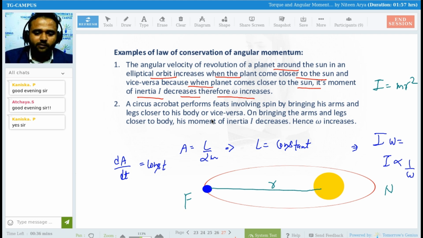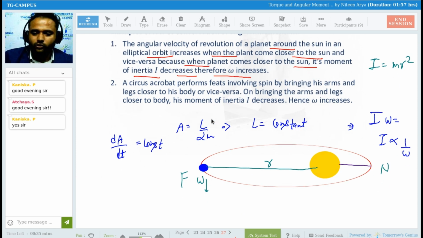Clear? Here the moment of inertia is going to be high. Why so? Because the distance from the sun, the focus, is high. So omega, or you can say angular velocity, here is going to be very less. Here the R, the displacement, is going to be less. So here the angular velocity is going to be very, very high. Got it? Because of this relation.